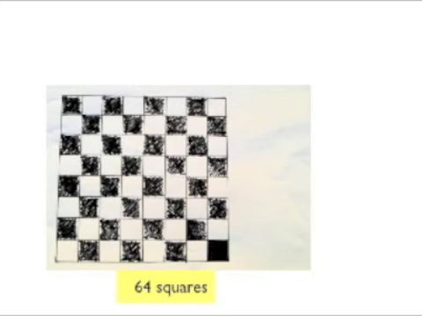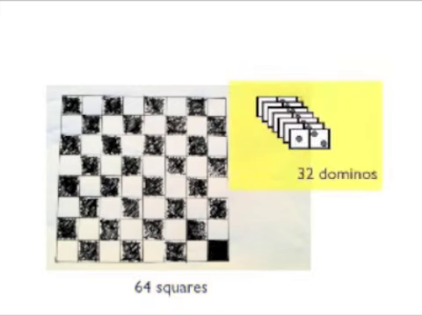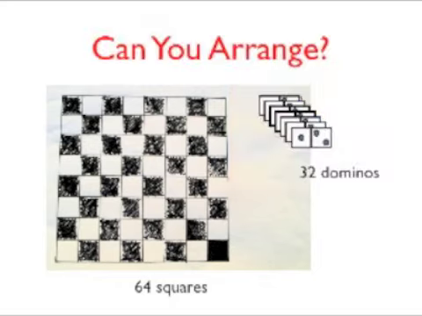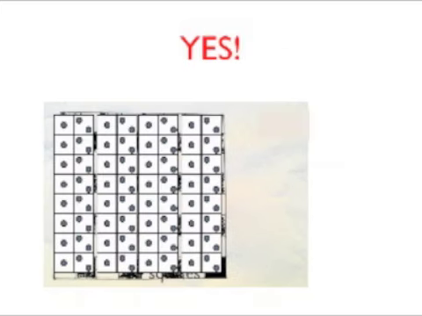You are given a checkerboard with 64 squares, and you are given 32 dominoes. Can you arrange the 32 dominoes so they cover the 64 squares? Of course you can. There are thousands of different patterns of the 32 dominoes that can cover the 64 squares.